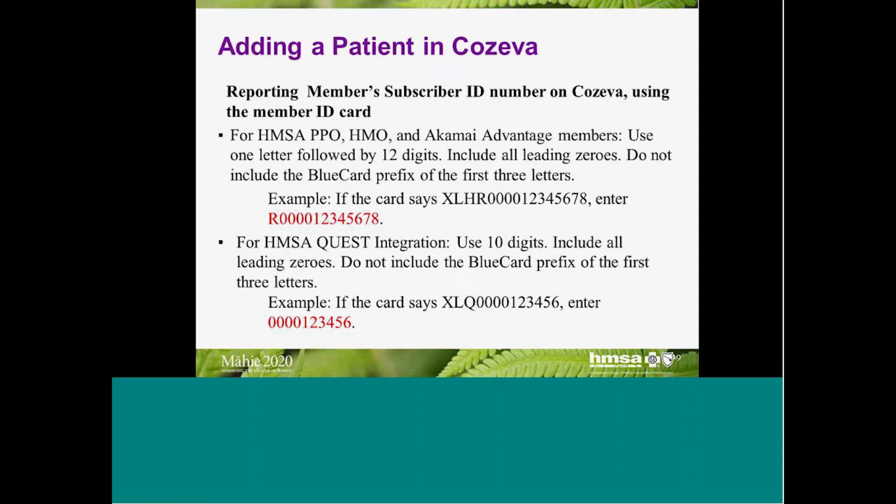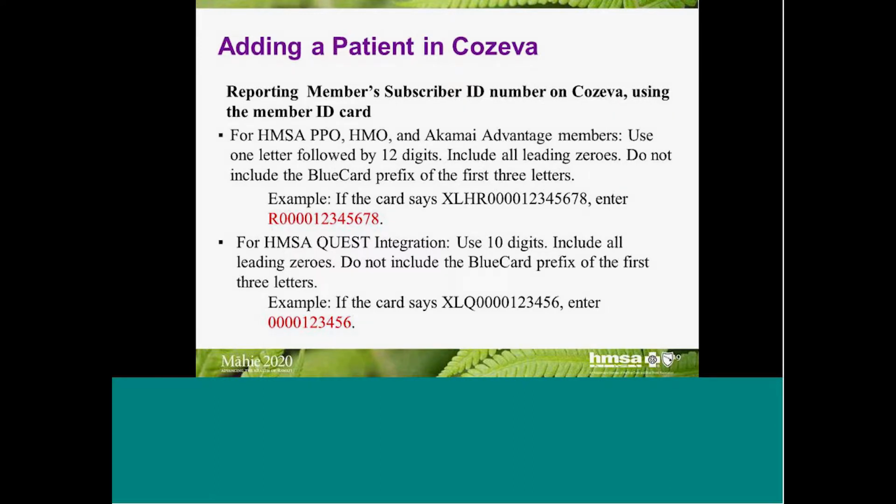Here we have some quick tips about entering the required digits for the member ID card when adding a patient in COZIVA. For HMSA's PPO, HMO, and Akamai members, use one letter followed by 12 digits, and be sure to include all leading zeros. Do not include the blue card prefix of the first three letters. So if your card says XLHR and then the numbers, you're going to enter starting with the letter R and then all of the numbers including the zeros.